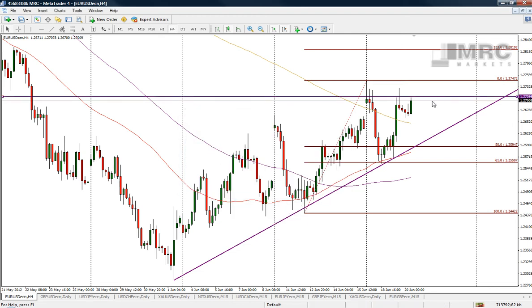So we are starting to look a little bit toppy around this sort of area here at the 1.27 handle. So it's looking like a key resistance zone. Currently on this 4-hour candle, we've pretty much pierced that level, and starting to come down a little bit.